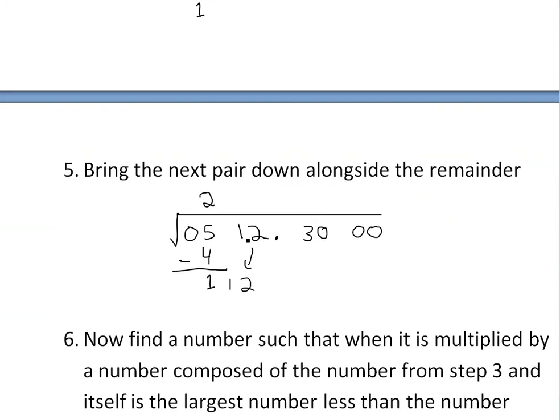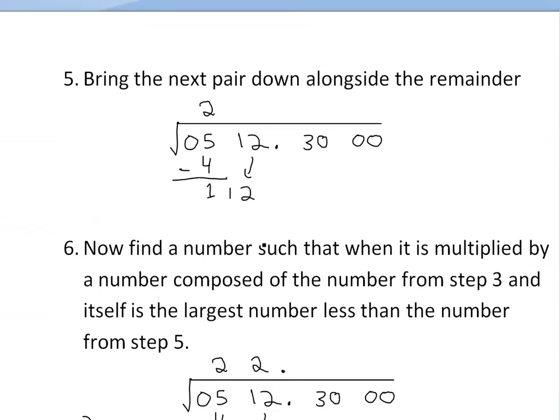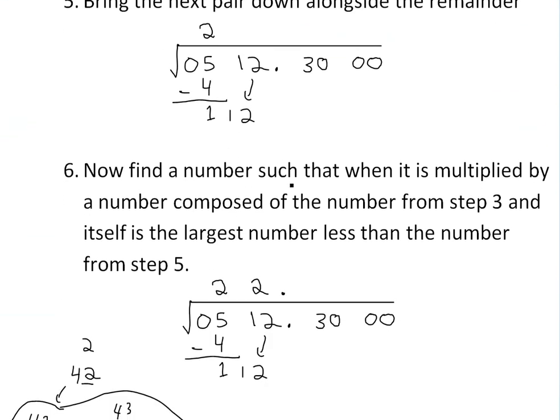The next pair is 112. So we put it down. Now we have the number 112. Now it says to find a number such that when it is multiplied by the number composed of the number from step 3, which is 4, and itself, is the largest number less than the number from step 5, which is basically 112. So that's this number right here.